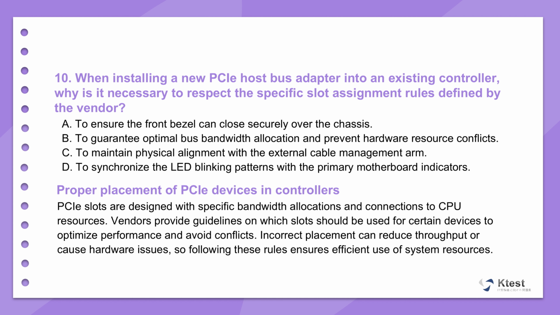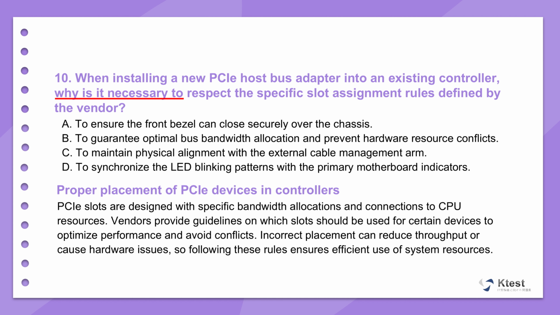All right, our final piece of the puzzle. Adding expansion cards. Question 10. When installing a new PCIe host bus adapter into an existing controller, why is it necessary to respect the specific slot assignment rules defined by the vendor? Here are the final options. A, to ensure the front bezel can close securely over the chassis. B, to guarantee optimal bus bandwidth allocation and prevent hardware resource conflicts. C, to maintain physical alignment with the external cable management arm. D, to synchronize the LED blinking patterns with the primary motherboard indicators.